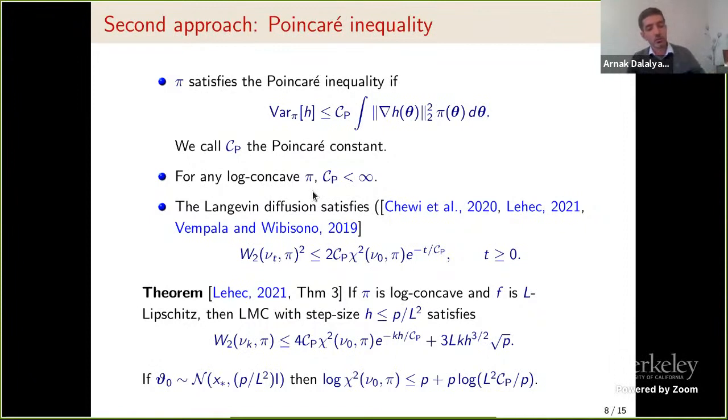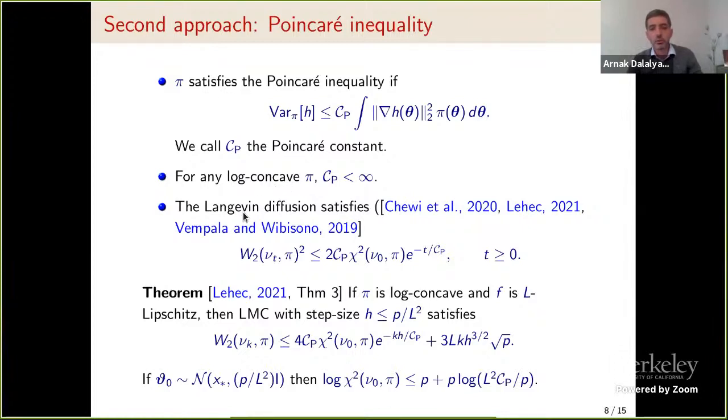But what's a bit annoying here is that we know that this constant Cp is finite, but we don't really know what is the order of magnitude of Cp. Of course, there is this famous KLS conjecture, which, if it's true, helps to understand the order of magnitude. But even in that case, there is no easy way to evaluate this constant Cp for a given distribution pi.